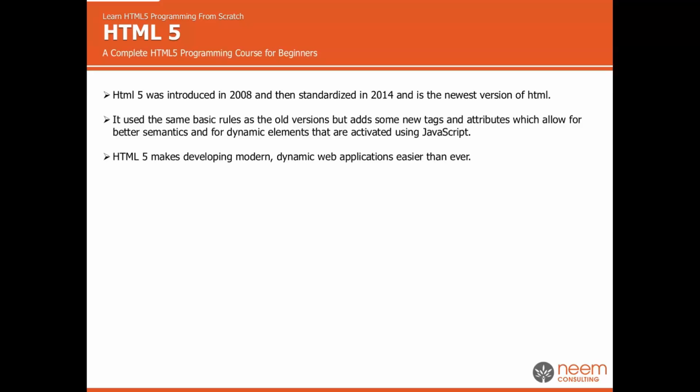So if you've used HTML 1, 2, 3, 4 in the past, you will find a lot of similarities in HTML5 because it uses the same basic rules as the old versions. However, there are a few tags and elements that have been added that are a bit different. So there are new tags, new attributes, and HTML5 also allows better semantics and dynamic elements that are activated using JavaScript. So it works better with JavaScript as well. HTML5 makes modern and dynamic web applications easier than ever. It's just nice and clean.